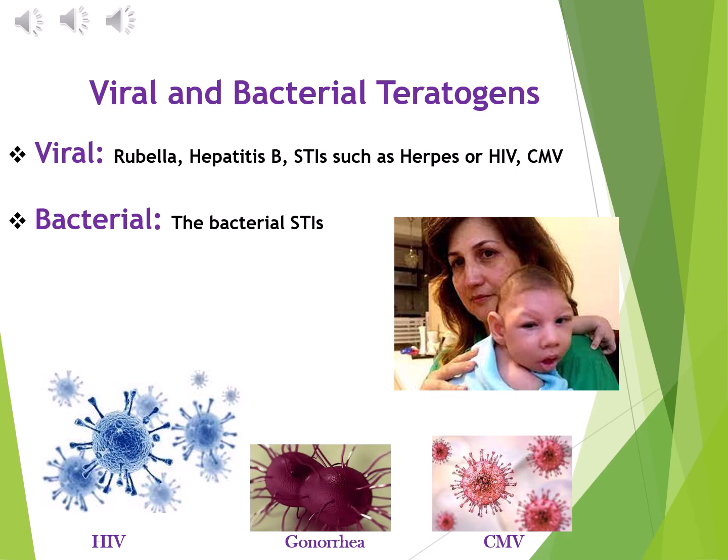If mom has an active herpes infection, that can cause brain damage, vision loss, and other terrible things. So if mom has an active infection with herpes, a C-section will typically be done. HIV, in this country, is not much of an issue, because if mom is HIV positive, she will take medications, and those medications will fully prevent that child from being born with HIV. Obviously, in countries that don't have this medical advantage, this is a huge issue.